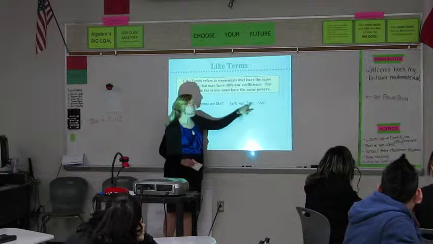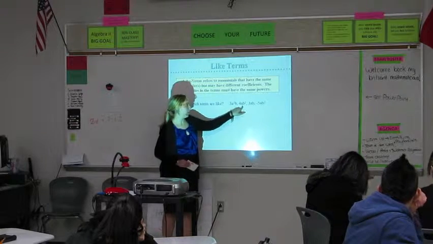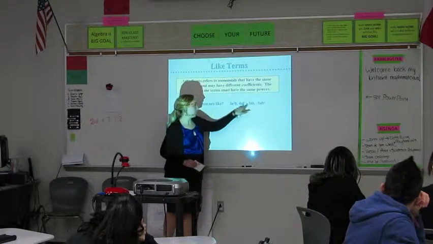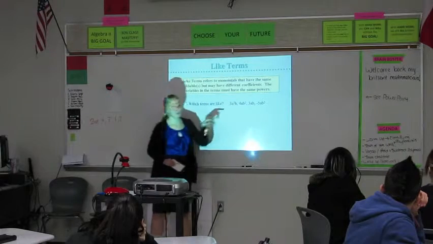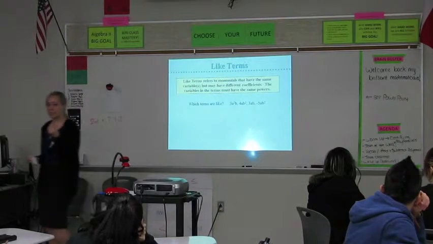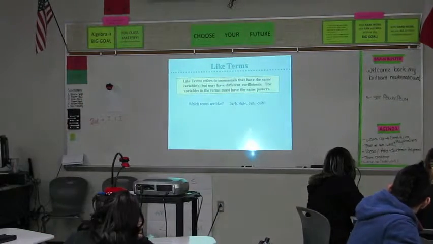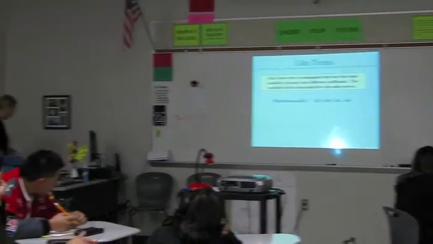The number, the coefficient, can be different. We have an A, both of these A's have a degree of 1. The B, both of the B's are squared, so they have to be exactly alike in order to be able to combine them. 10 points for Epic.